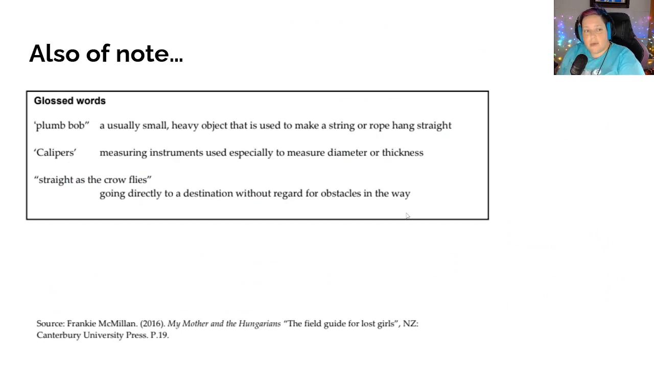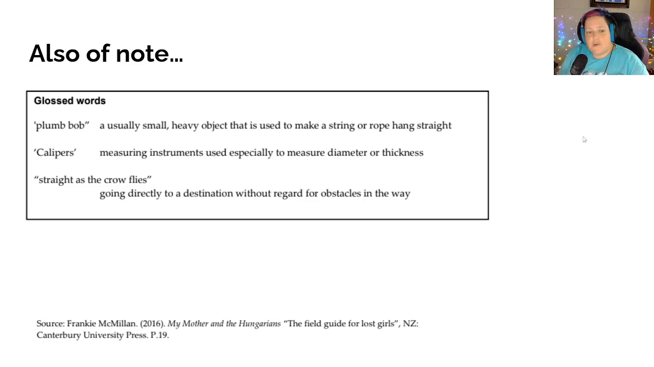So when it comes to unpacking it, they give you some glossary or glossed words to start, which I didn't go over at the beginning. Starting with plumb bob, which was in the first sentence. It's usually a small, heavy object that is used to make a string or a rope hang straight. It's kind of like a necklace, but it's not used around the neck as such. It's used to see something hanging straight, to see straight up and down using gravity, and it's got a weight at the end. So it looks like a necklace, it's just not worn like a necklace.